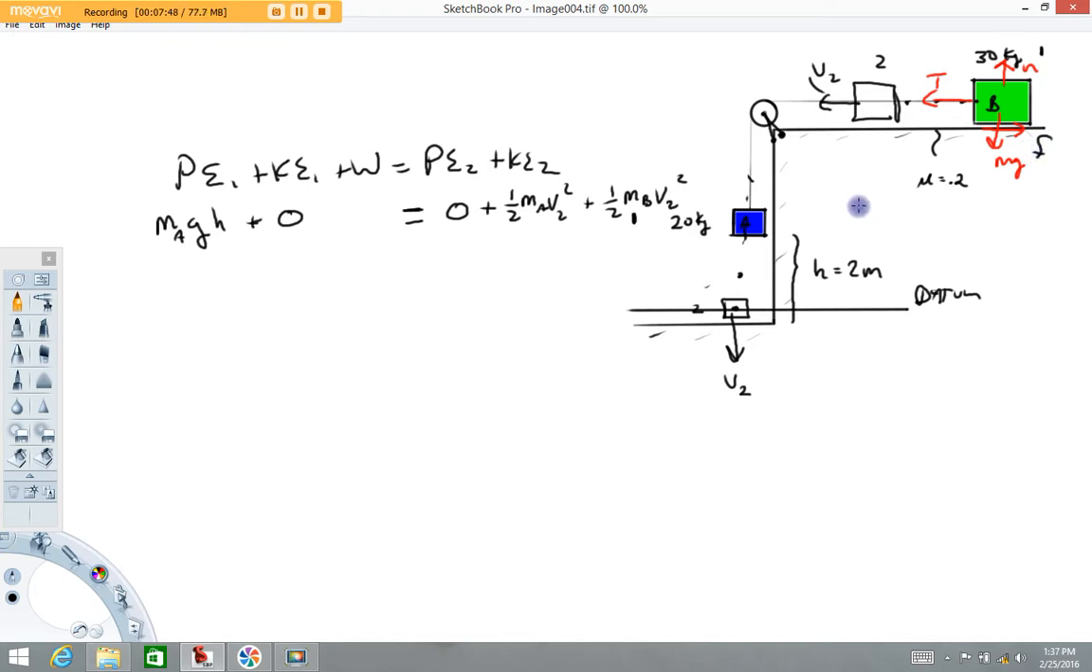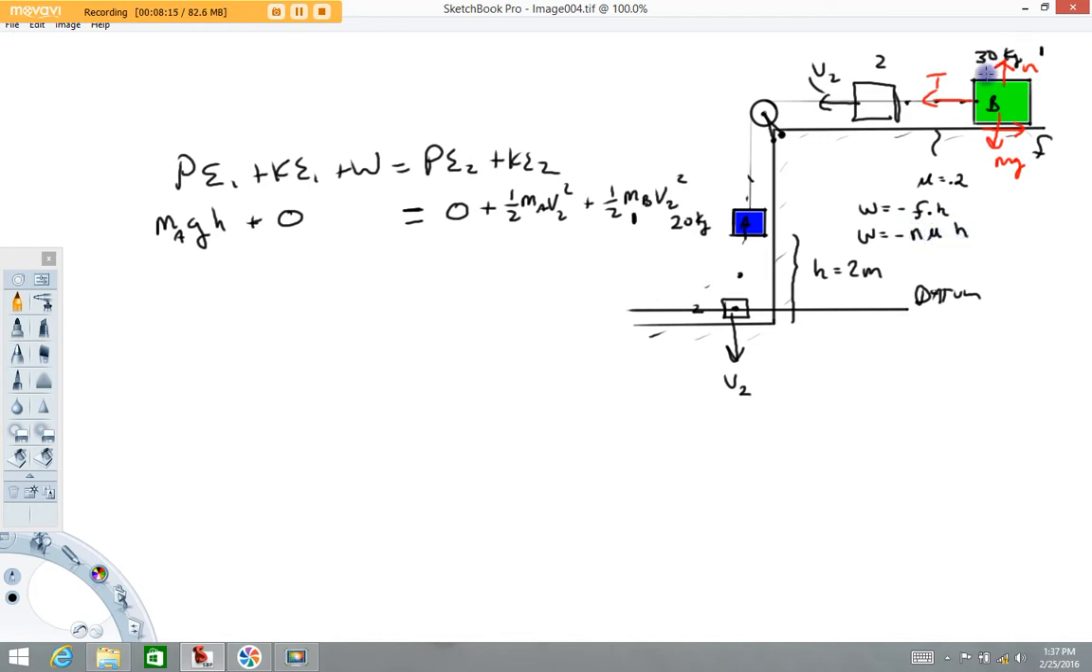The work done by that force is going to be minus the frictional force times the distance it moves, which in this problem is 2 meters. It's the distance called h, so I'm going to go ahead and put minus f times h. Now I'm going to clean this up before I bring it over here and insert it into my work energy equation. The frictional force can be written normal times coefficient of friction.